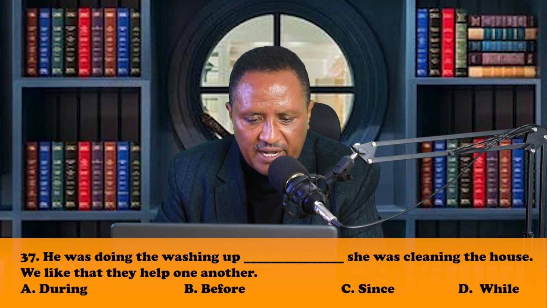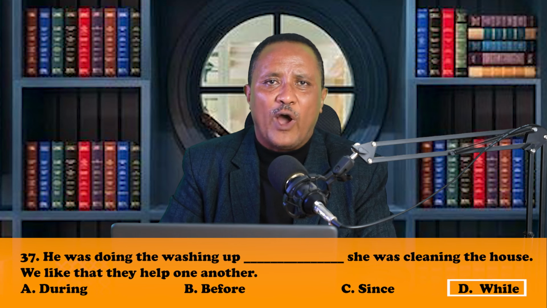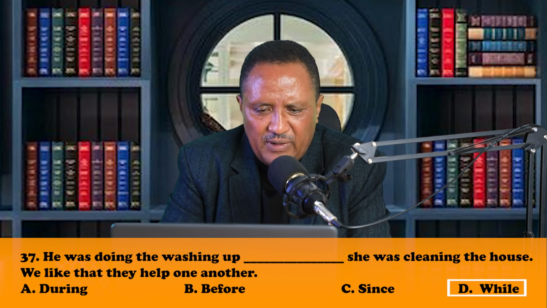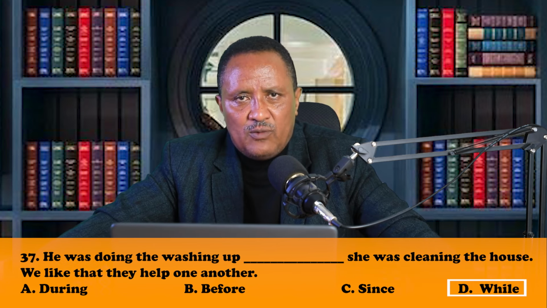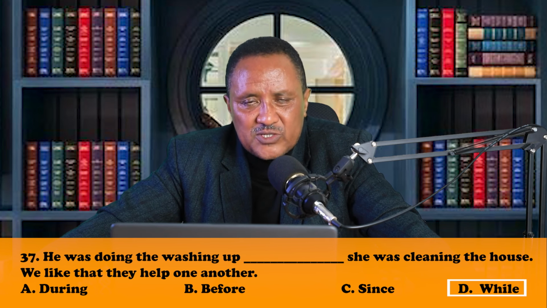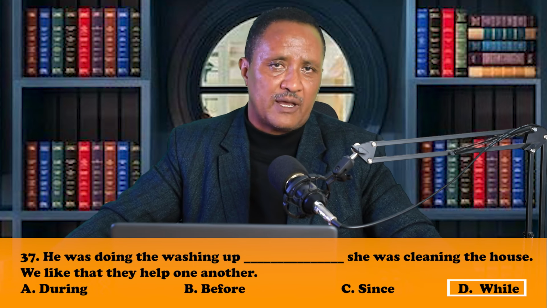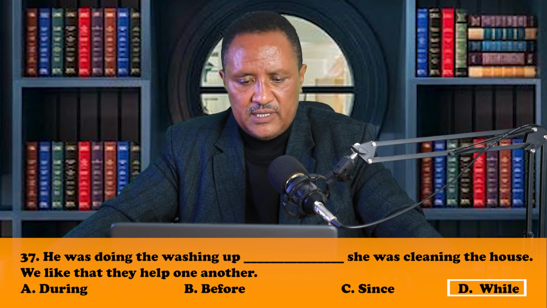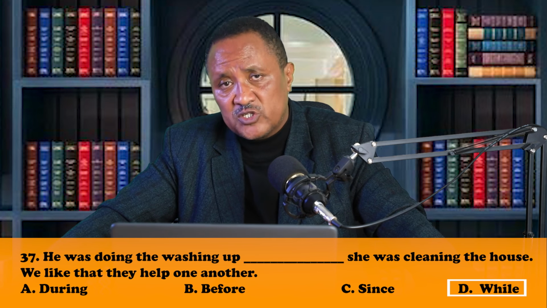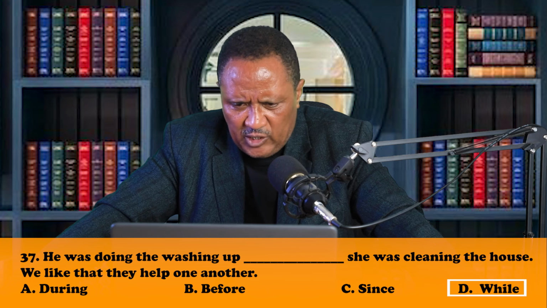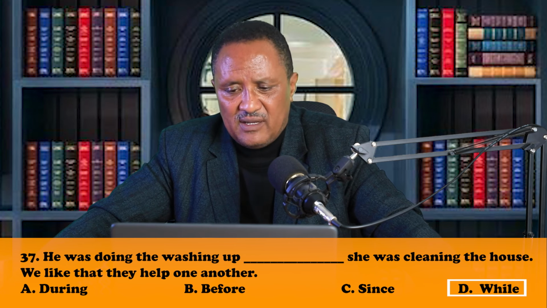We like that they help one another. The most appropriate answer for this question is choice D, while. In this sentence, why do we consider while as the most appropriate answer? Of course, we do have a reason. We are addressing two actions that were happening at the same time in the past. The word that best fits this context to indicate simultaneous actions, as I told you in previous discussions, is while, the most appropriate choice.